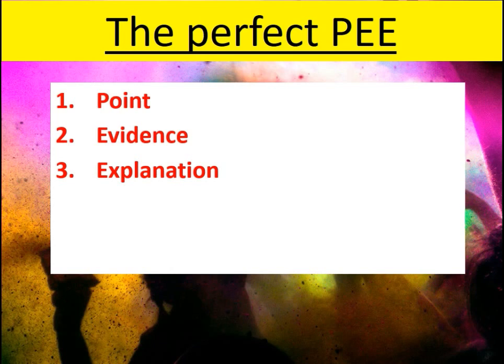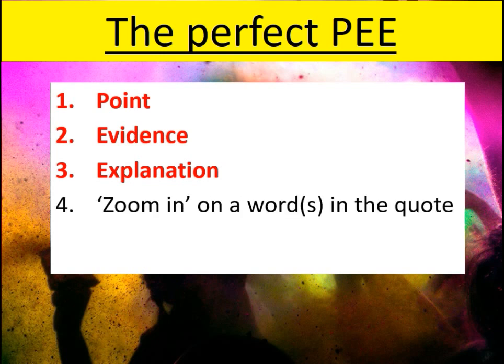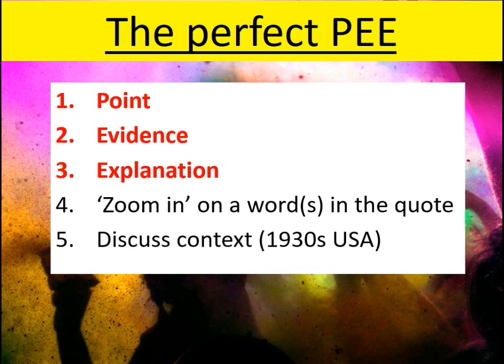So a perfect PE is point, evidence, explain, like you would have done at school. Make a point, give a quote, and then say why you've picked that quote and how it proves your point. But what we're going to add to get B and A grades is we're going to zoom in on a word or two words in the quote, and then we're going to bring in context, 1930s America.